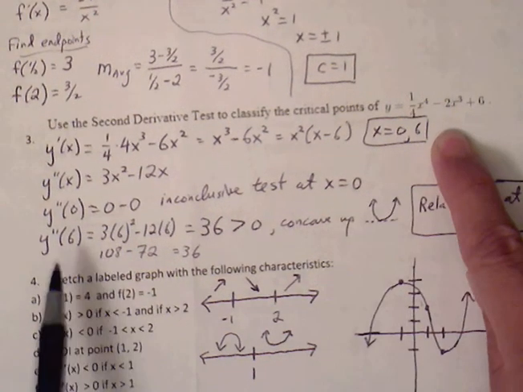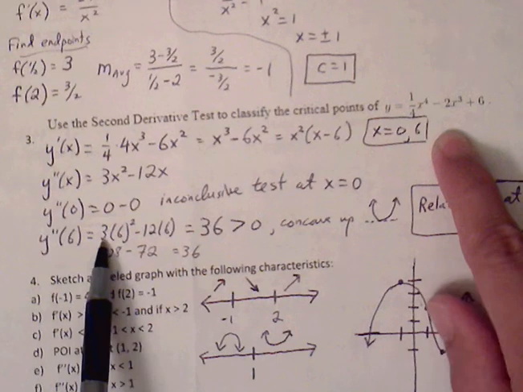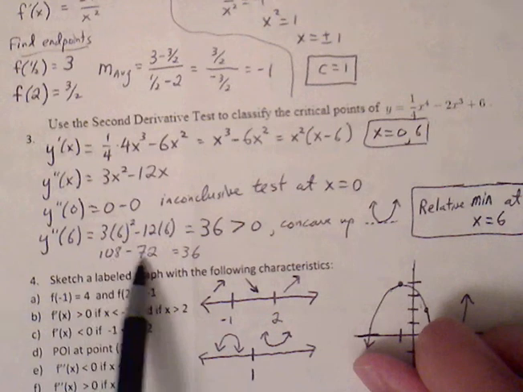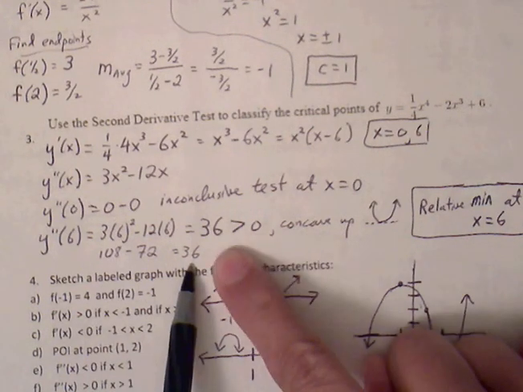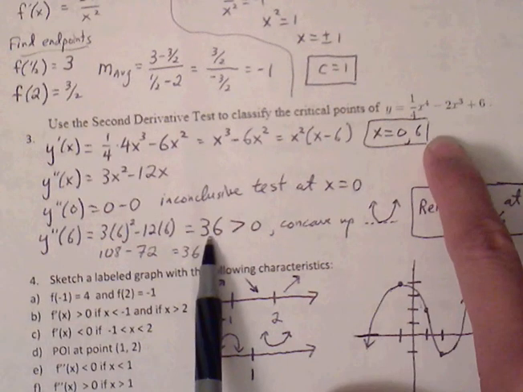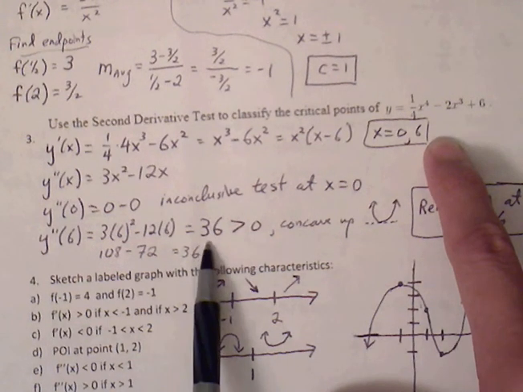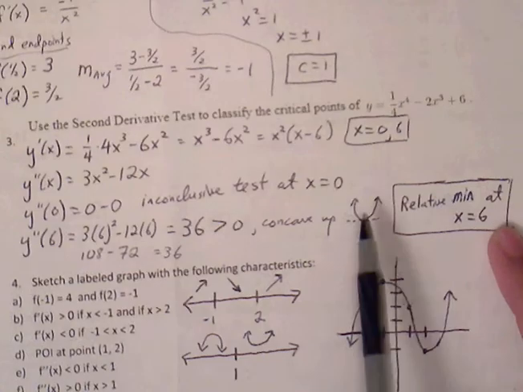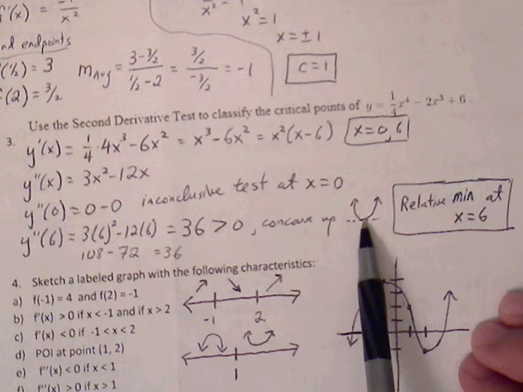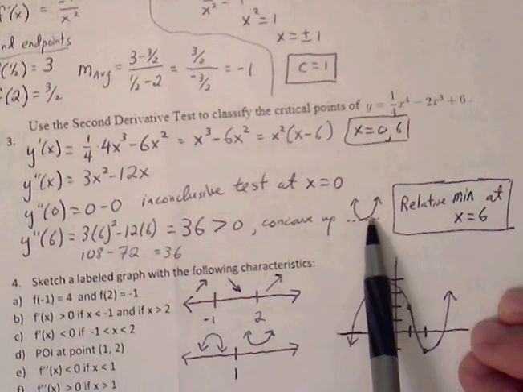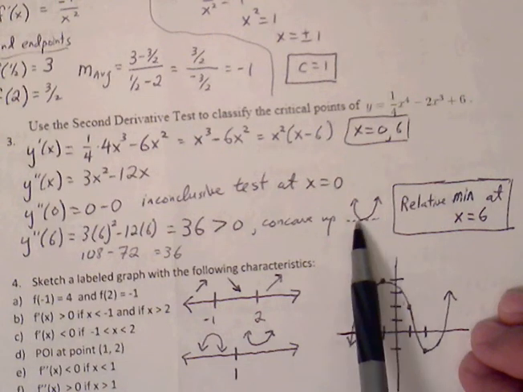So let's now plug in 6. If I plug 6 into the second derivative function, we'll get 3 times 6 squared minus 12 times 6, which combines to be 108 minus 72, which is 36. 36 is greater than 0. So we know at 6 the slope is 0, and we also know that at 6 the graph is concave up. If the slope is 0 and the graph is concave up, then it must be part of a graph that looks like this. And if the graph is concave up at the point where the slope is 0, then we know there must be a relative minimum at x equals 6.